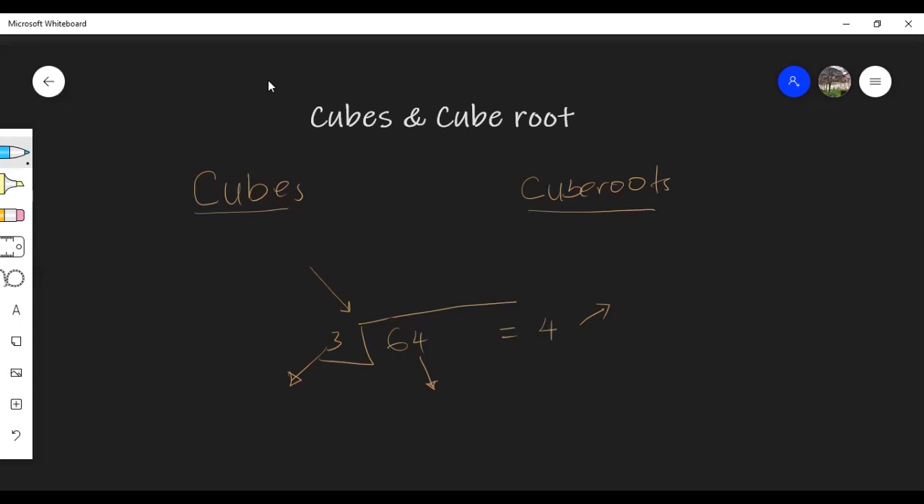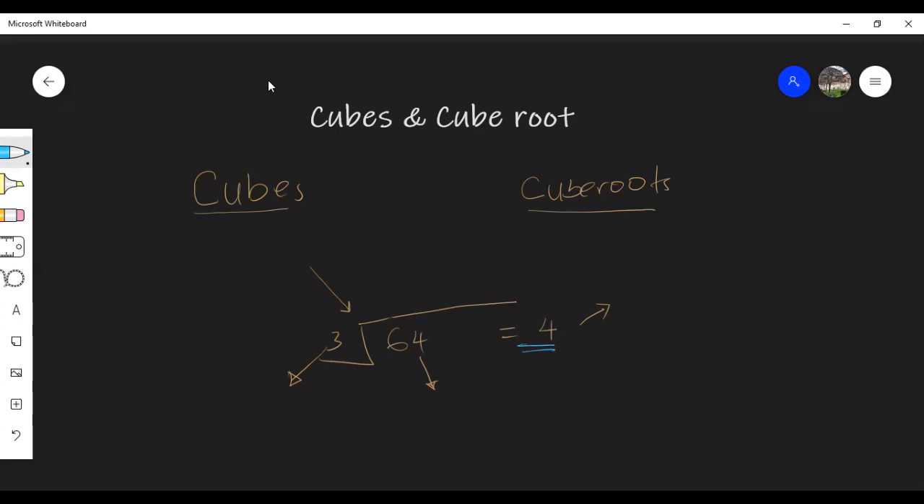From my point of view, a cube is the product of a number multiplied by itself twice, while the cube root is that number multiplied to form a product or a cube. So let's say, as an example that you can see on the screen, the cube root of 64 is 4. That basically means the cube root of 64, we get as the answer 4.